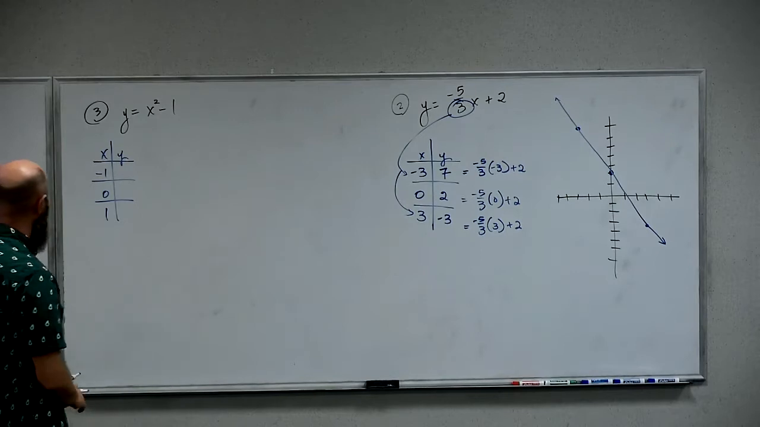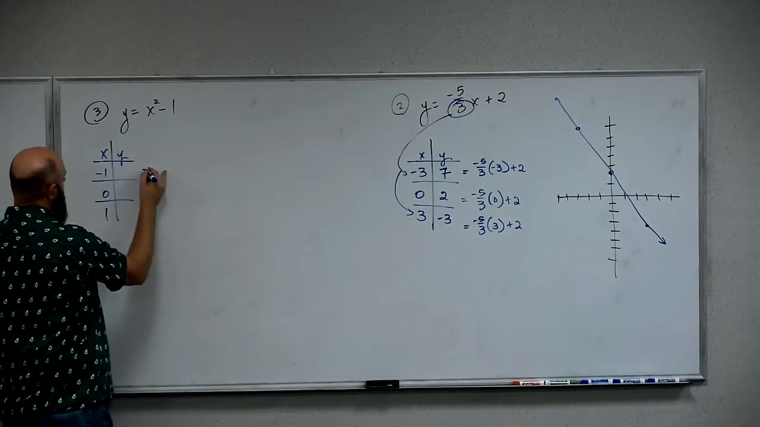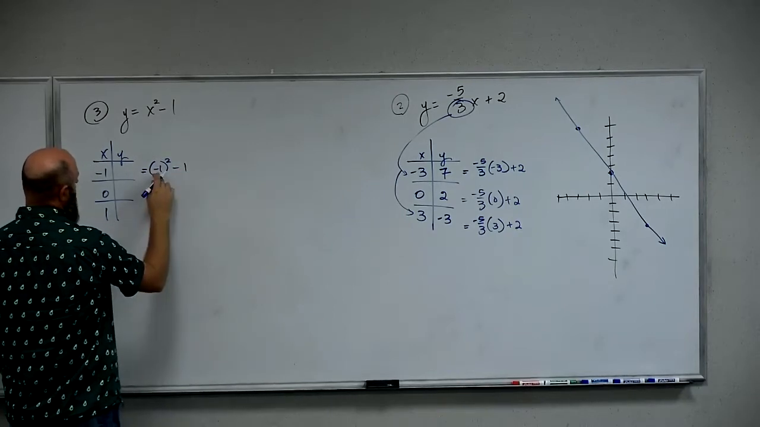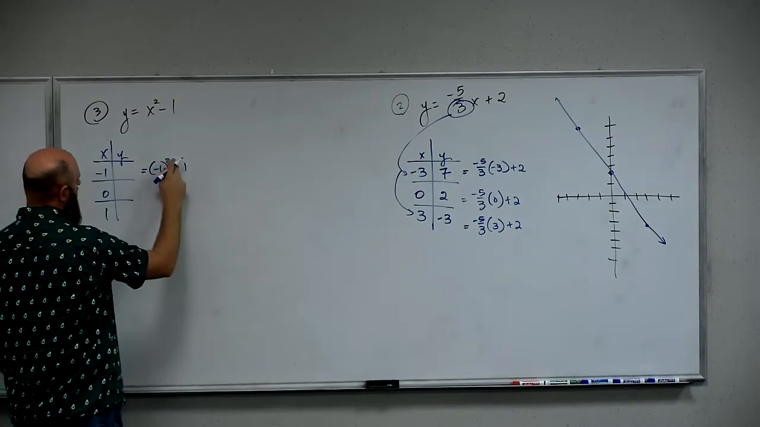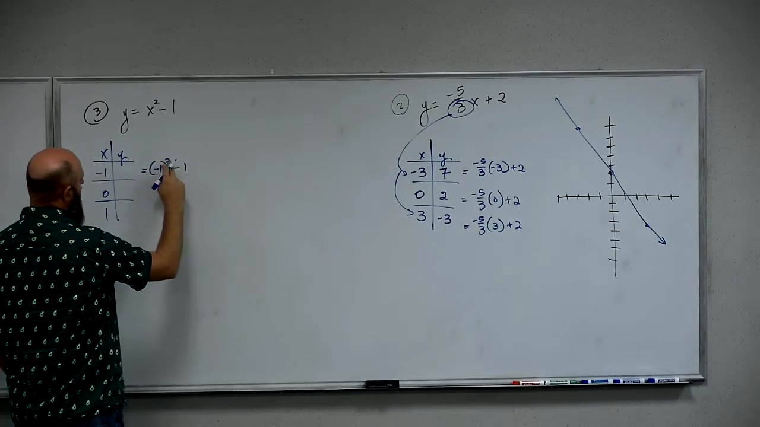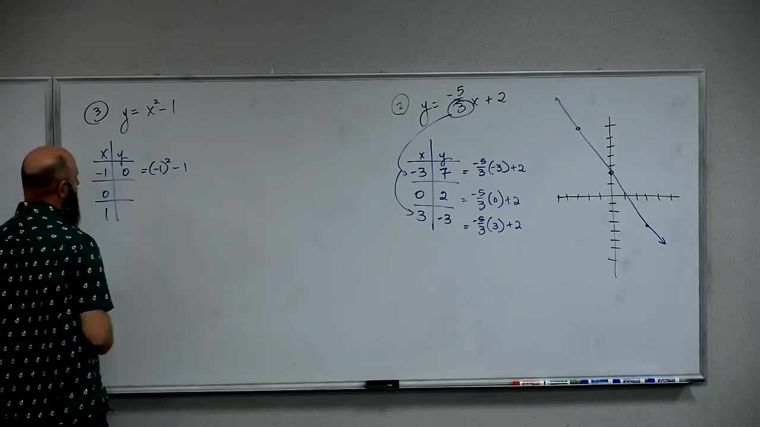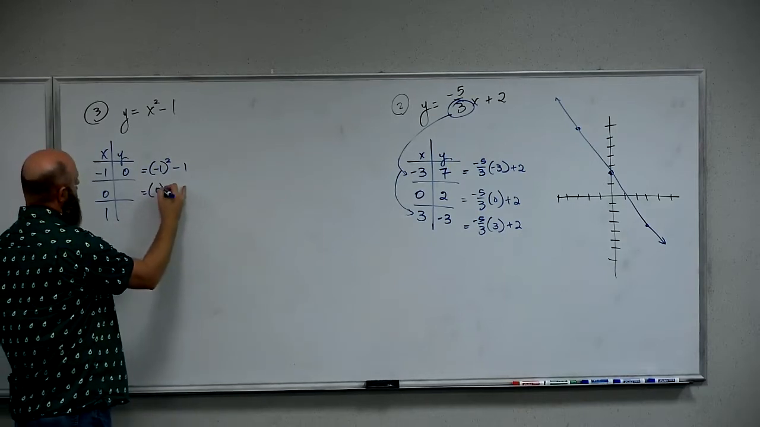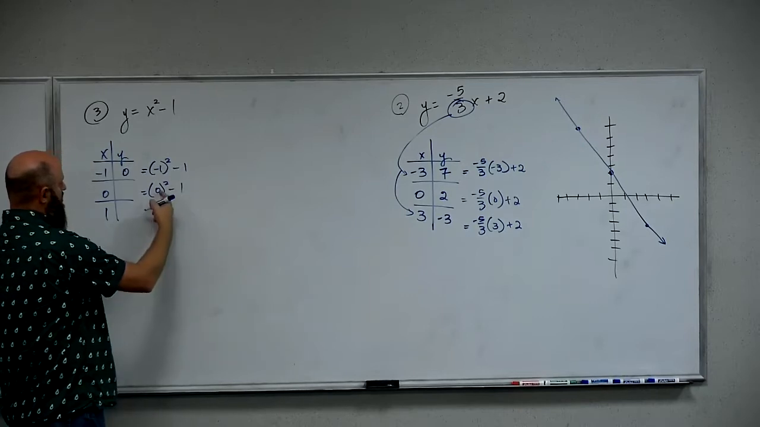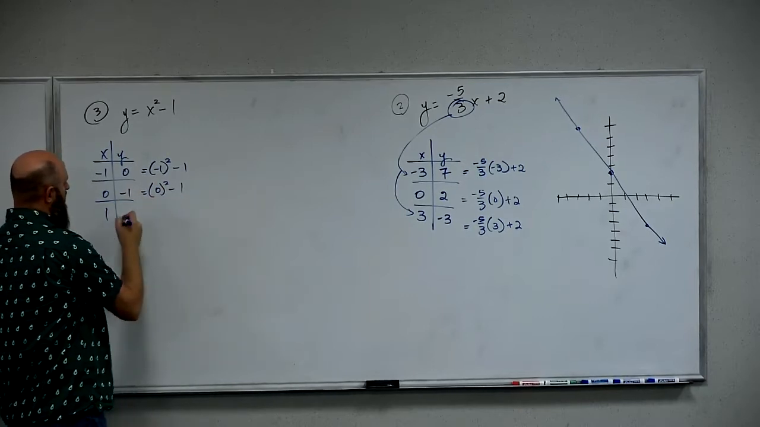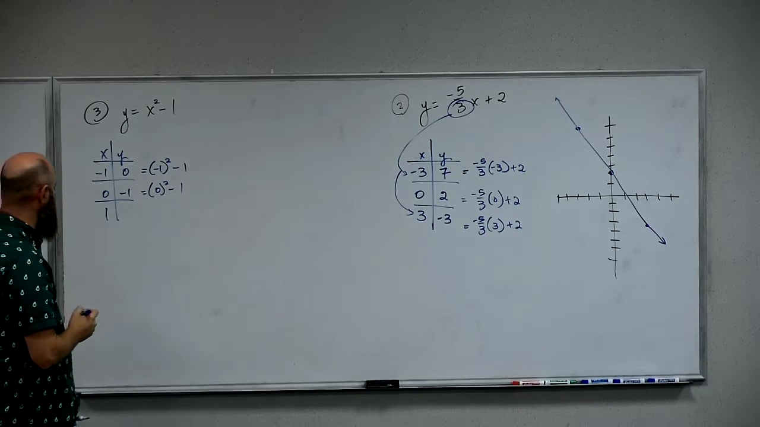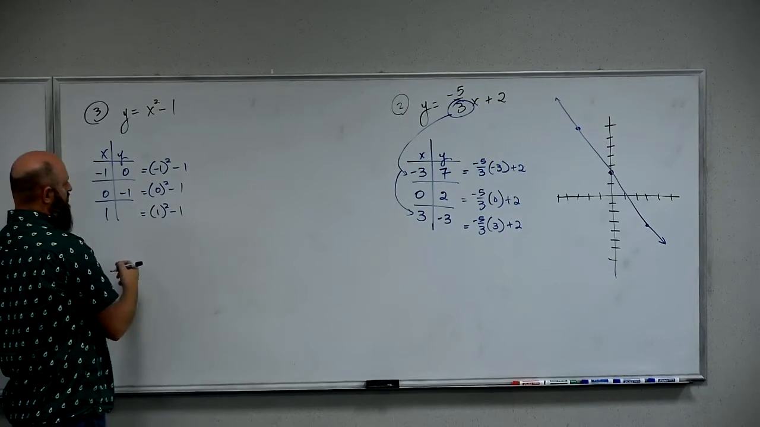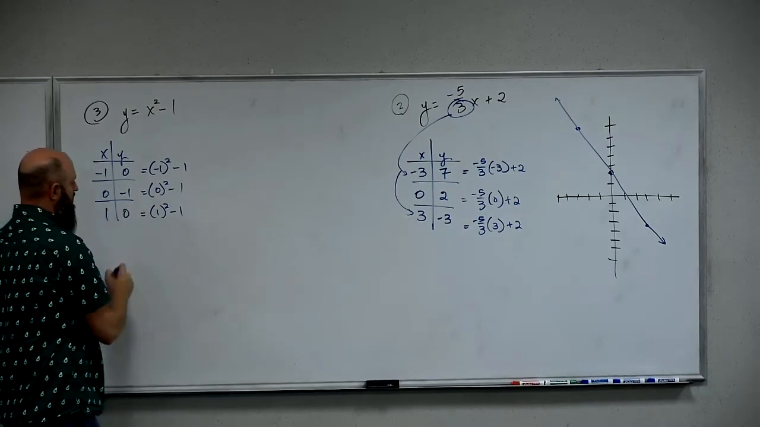Okay. So we plug those in. So it says (-1) squared minus 1. (-1) squared is a +1. And then 1 minus 1 is 0. 0 squared minus 1. 0 squared is 0. 0 minus 1 is -1. And then here we get 1 squared minus 1. 1 squared is 1. Minus 1 is 0.